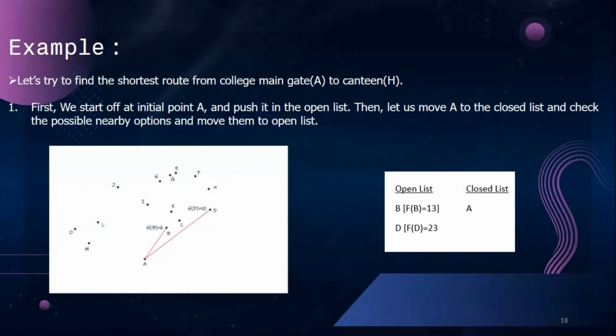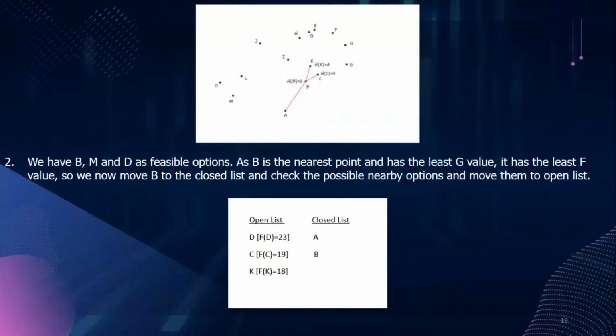Example. Let's try to find the shortest route from college main gate, A, to canteen, H. 1. First, we start off at initial point A, and push it in the open list. Then, let us move A to the closed list and check the possible nearby options and move them to open list. 2. We have B, M, and D as feasible options. As B is the nearest point and has the least G value, it has the least F value, so we now move B to the closed list and check the possible nearby options and move them to open list.